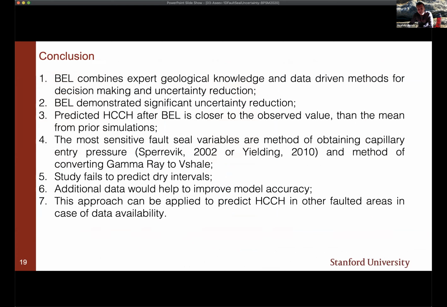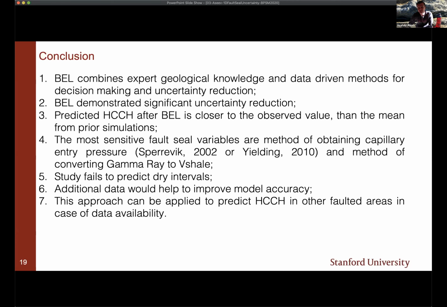The most sensitive fault-seal variables are the methods of obtaining capillary entry pressure or the methods of converting gamma ray to shale. The study fails to predict dry intervals, and additional data would definitely help to improve model accuracy, and this can be applied to other faulted areas. So in case you have two wells and one fault between them with a reported column height, we would be happy to use it.